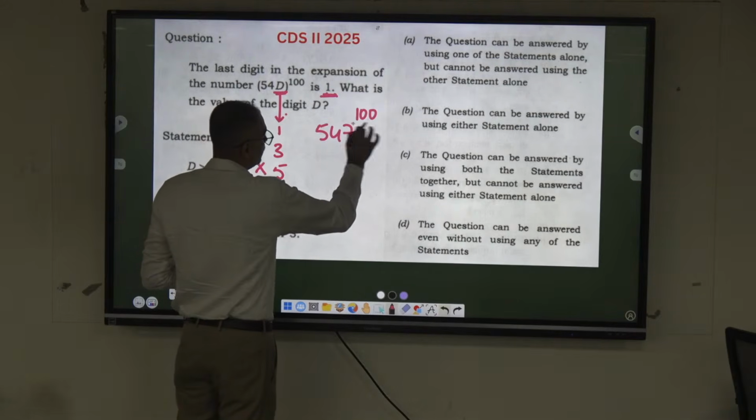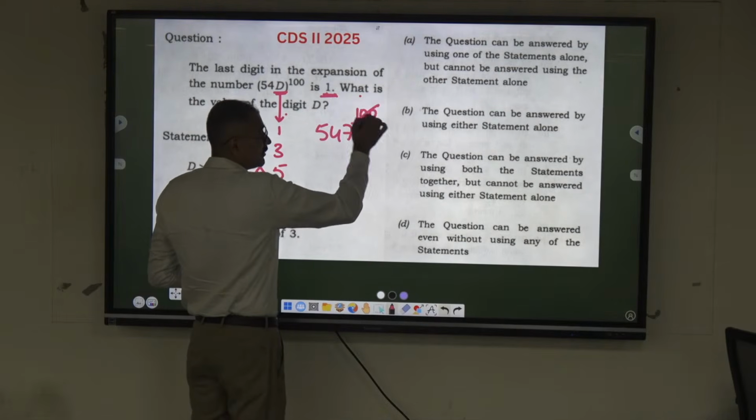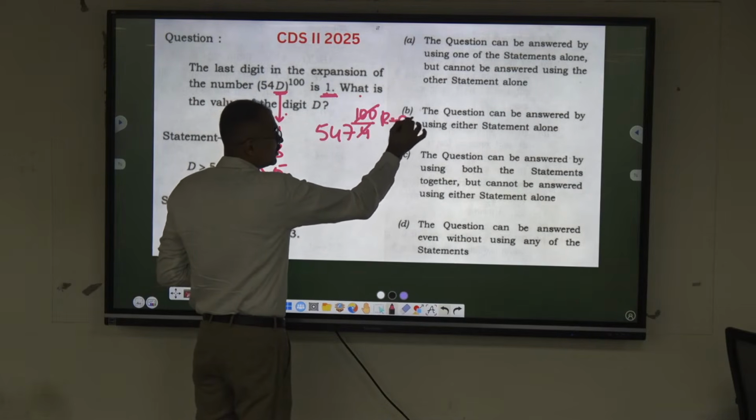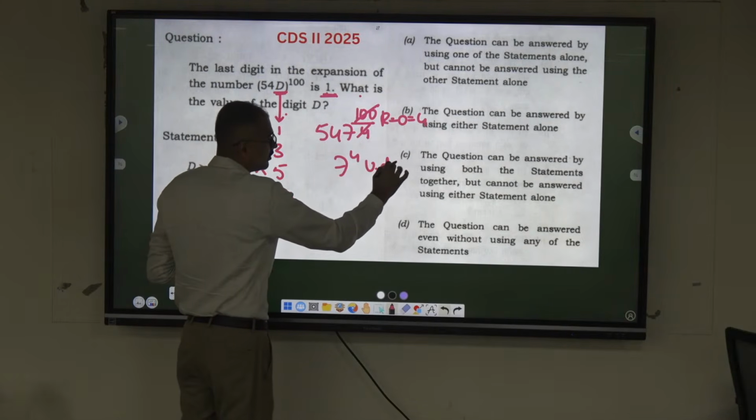If I put 7 here, 547 to the power of 100. How to find the unit digit? Divide by 4. Cycle, remember? So this is the remainder. What is the remainder here? 0. 0 means I should take the cycle itself. So 7 power 4, unit digit is what? 1.